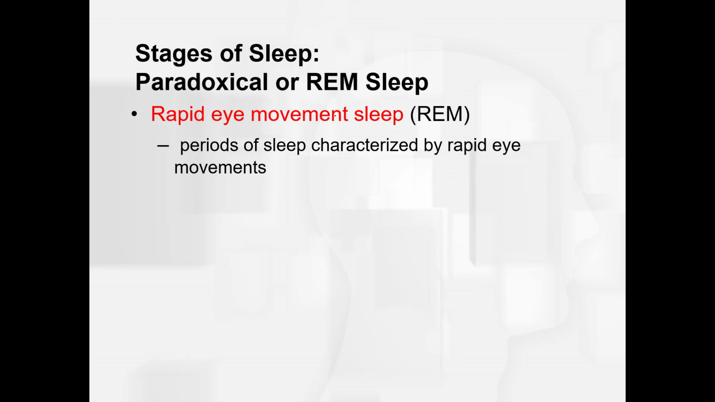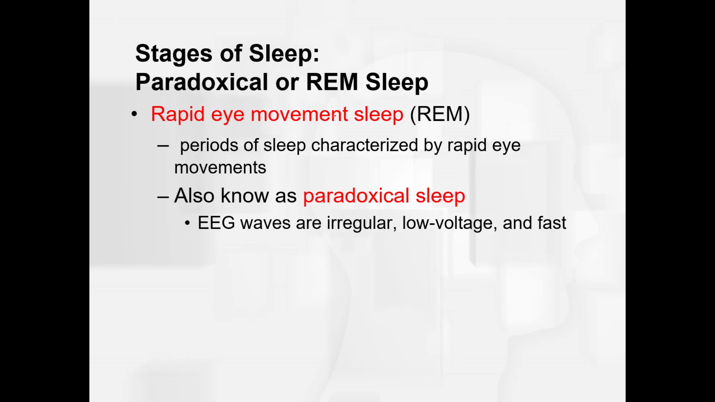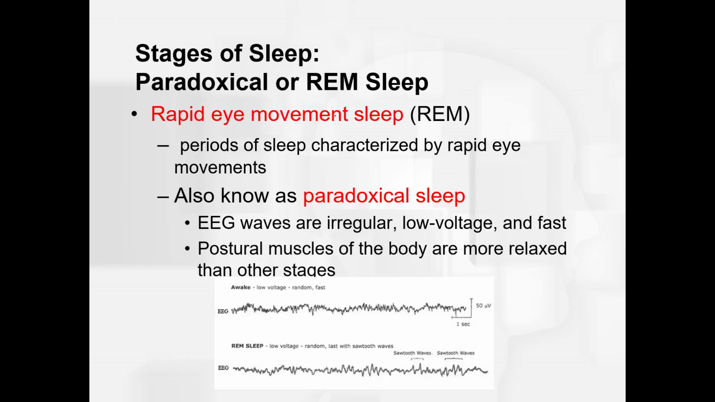It also has another name, paradoxical sleep, because another group that was studying it in cats using EEGs said that while these people look like they're in the deepest part of sleep, maybe even deeper than slow wave sleep, their brain waves don't look like they're in a deep sleep. So the EEG waves are irregular, low voltage, and fast. Do you remember what that sounds more similar to than slow wave sleep or a deep sleep? It looks very similar to what our brain waves look like when we're awake.